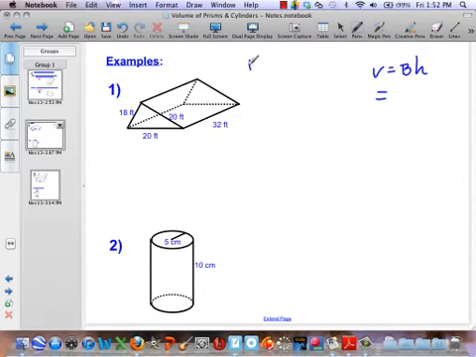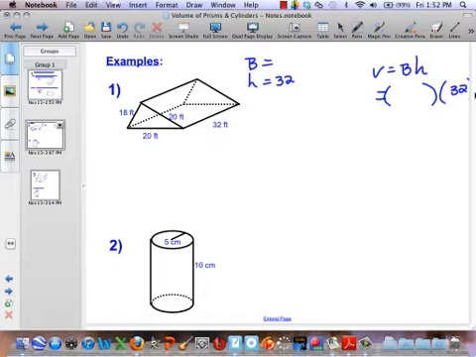Do we know what the base is? What does the capital B represent? The base. What about the base? 20. No. Area of the base. Do we know what the area of our base is? We can find it, but do we know it right now? No, we will eventually. I'll show you guys how to find that here in a minute. Do we know what the height of our prism is? 32. Okay. So we know that the volume is something times 32.